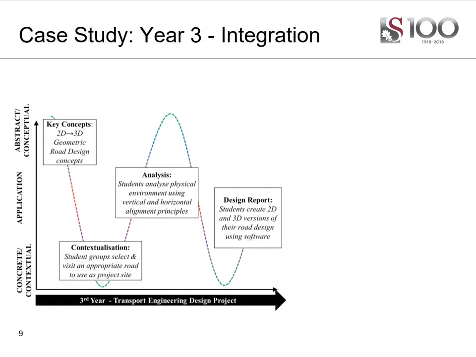Now we look at moving up and down the wave, integrating concepts and applications and contextual situations. In this case study, a third-year transport engineering course for civil engineers is used. Students are assigned a road design project where they work in small groups to find an appropriate local site where they can apply road elevation concepts to create a particular road design.